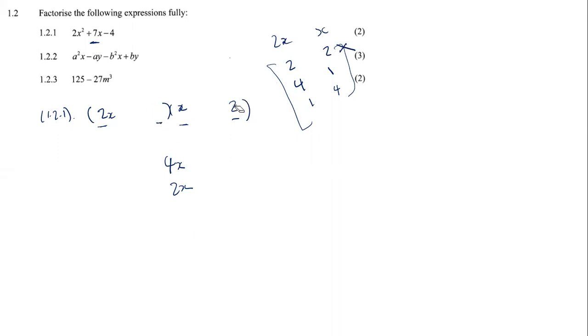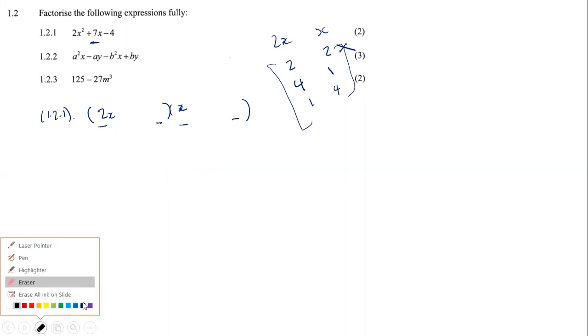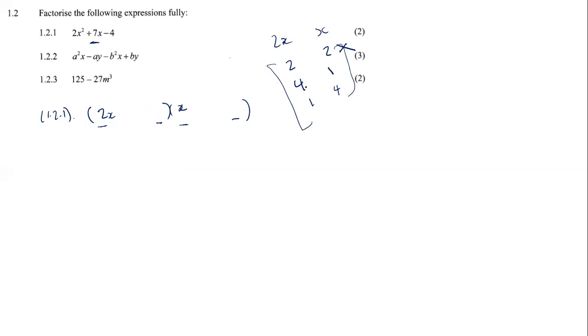So which factors are we going to take now? Remember, we are focusing on the factors of 4, which are 2 and 2, and 4 and 1. Let's see if 4 and 1 will work. Maybe let's start by writing 4 here and 1 there, and see if we get the middle term. 2x multiplied by 1 gives us 2x. 4 multiplied by x gives us 4x.